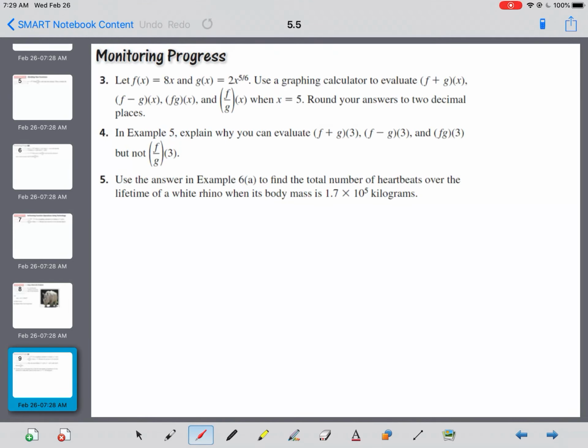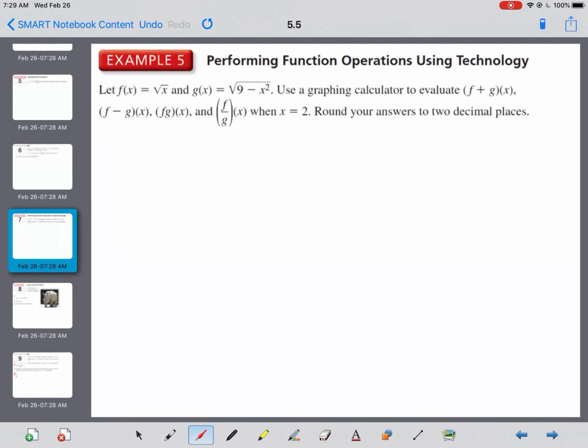All right, this is a correction to 5.5 at the end. We're going to look at example number 4 here, monitoring progress. I figured out why the book says what it says here, because it says in example 5. So if we look at number 4, we have to go back to example 5 where we had f of x is the square root of x.